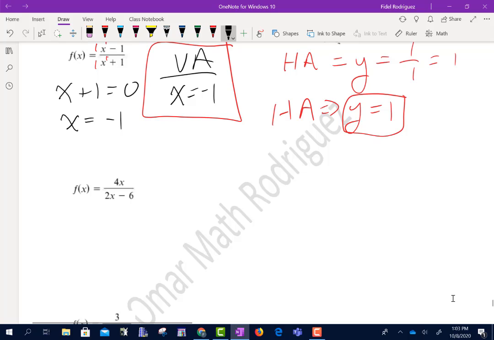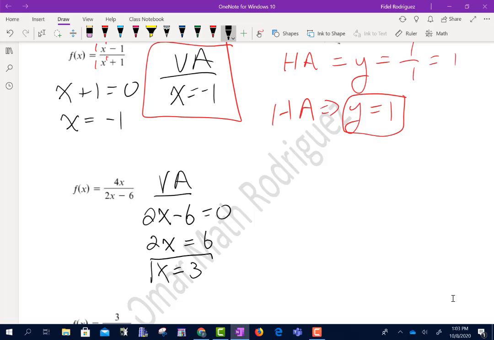Let me do the same thing here. Let's find our vertical asymptote. Remember, to find the vertical asymptote, I'm going to take the denominator and set it equal to 0. So 2x equals 6. When we divide both sides by 2, I'm coming up with x equals 3. There's my vertical asymptote.